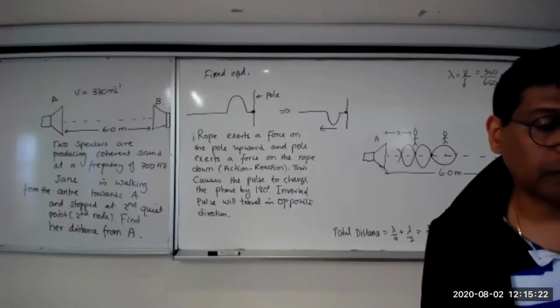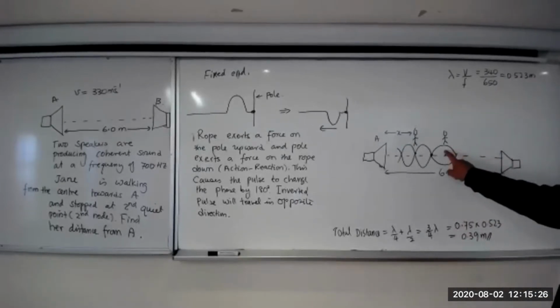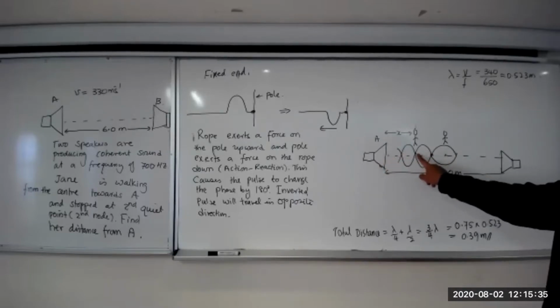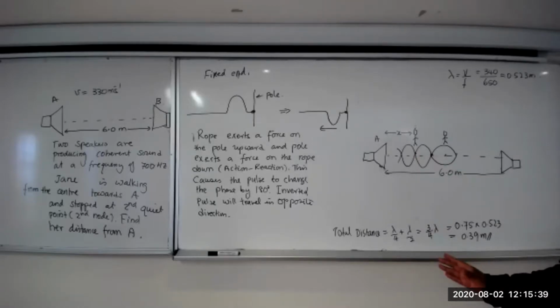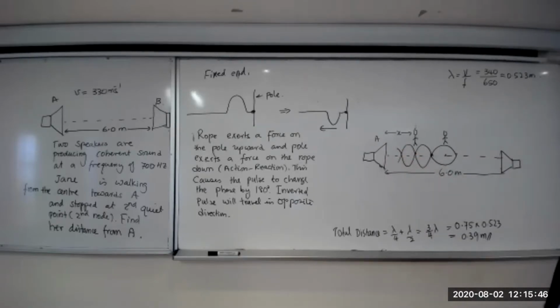The second node from the center. No, second node from the center. If she's standing at the center, the second quiet point from the center. So when she is walking from the center towards A, she's stopping at the second quiet point. Yeah, but we're asking the distance from A.